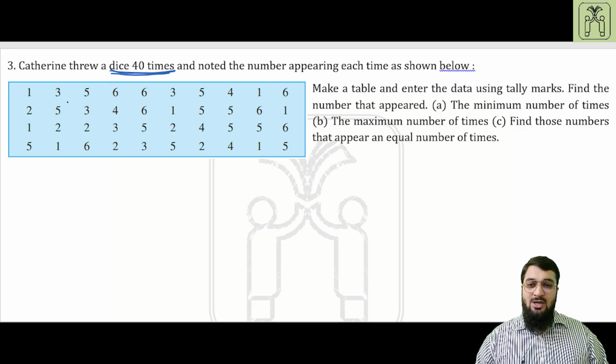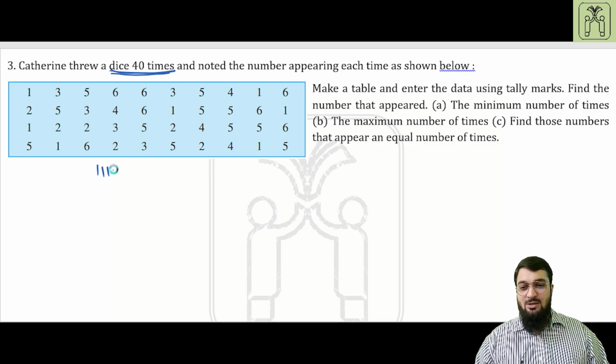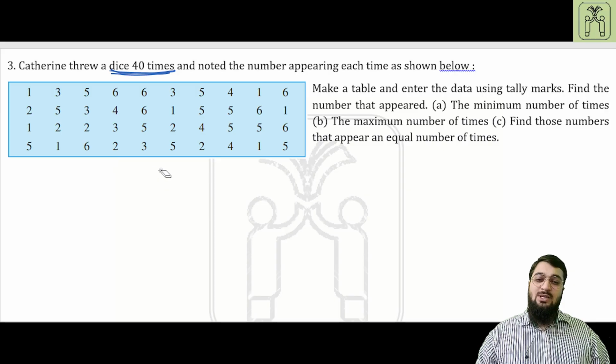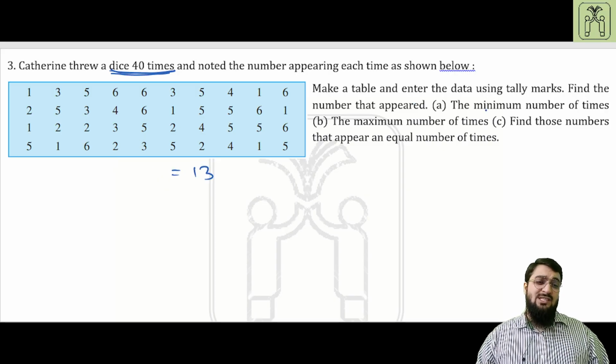So this is the raw data that has been given to us, and we have to make a tabular data and enter them using tally marks. Find the number that appear. So tally marks are basically the stick marks. So in the previous questions also you can use this and mention them. For example, if 13 is mentioned, you can just write it like this, and that will be the tally marks. And after that, you can just write it as 30. And the part says minimum number of times and maximum number of times, and find those numbers that appear an equal number of times. So let us start counting that.